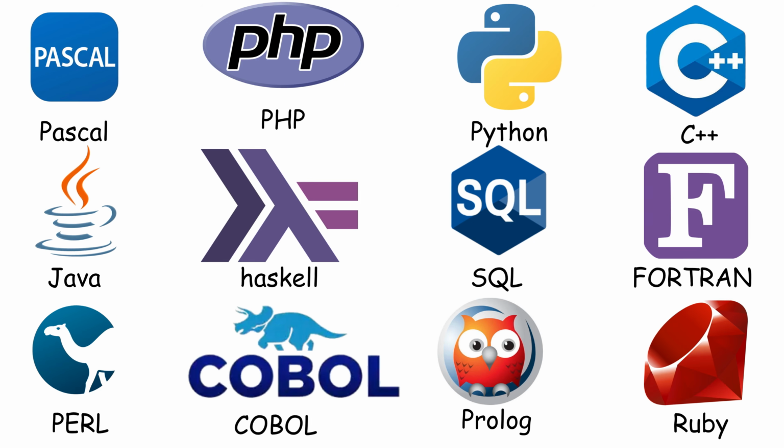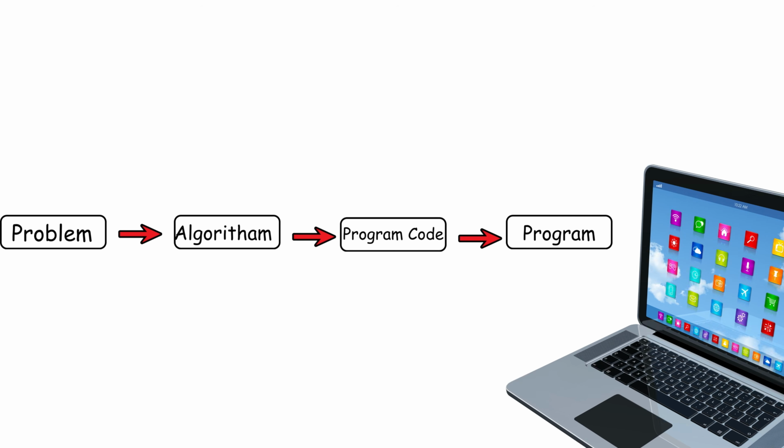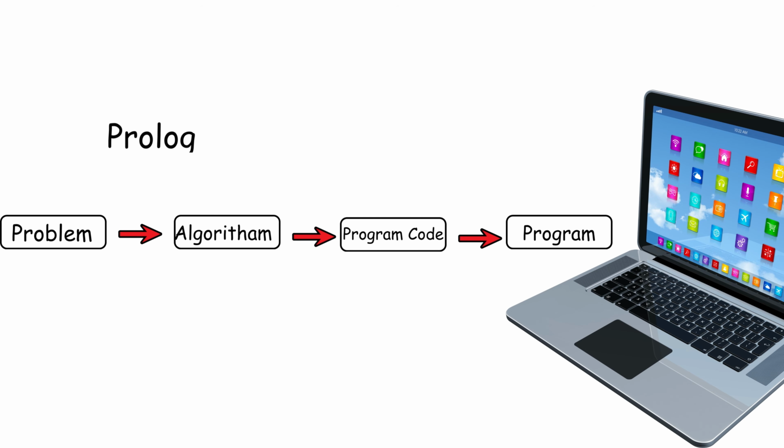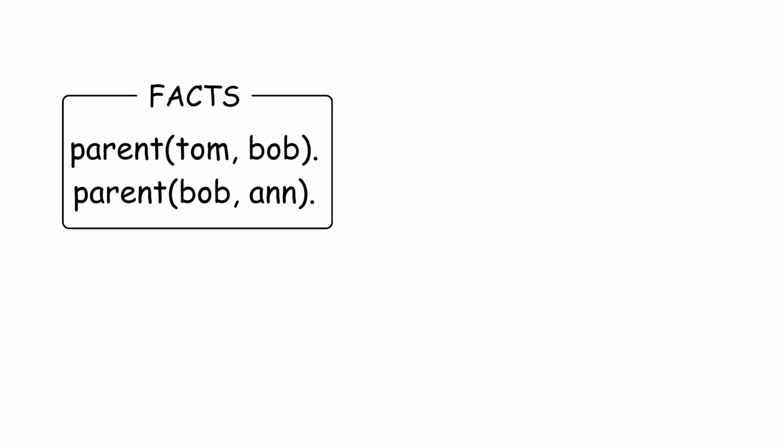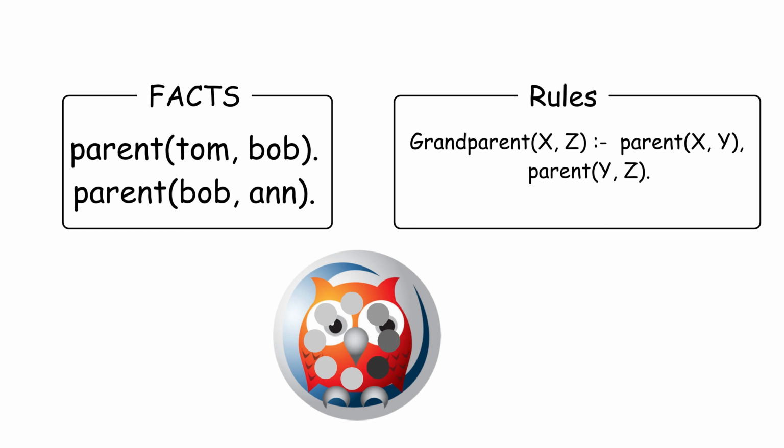There's also a shrinking pool of programmers who know it, while old systems still need maintenance, making COBOL skills surprisingly valuable today. Prolog. Most languages tell a computer exactly what steps to follow. Prolog does something different. You give it facts and rules, and it figures out the answer itself.